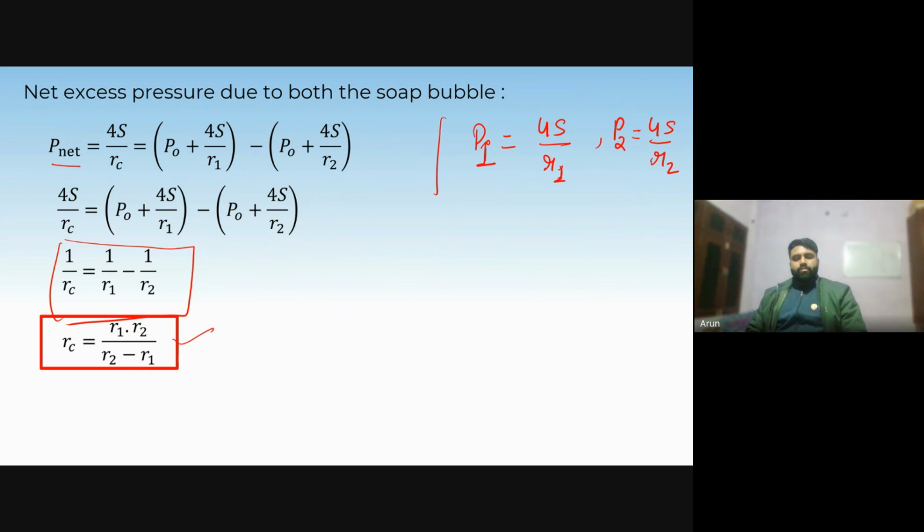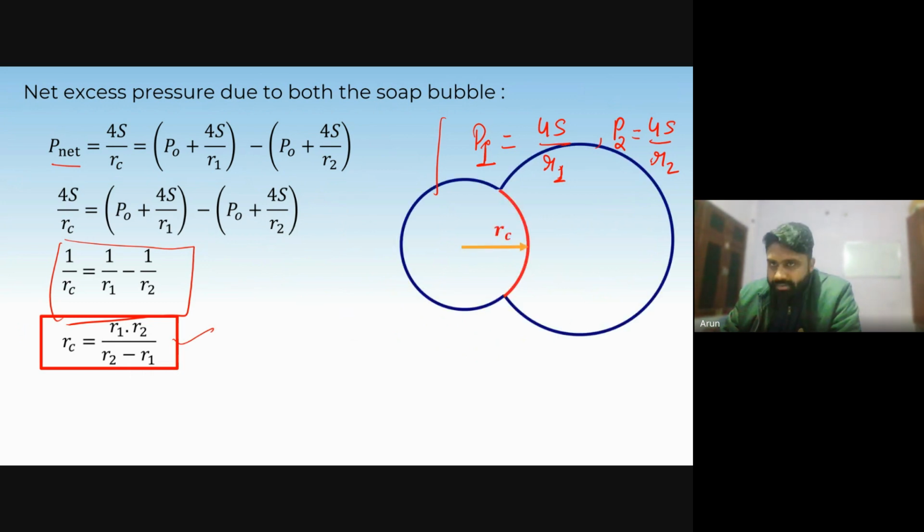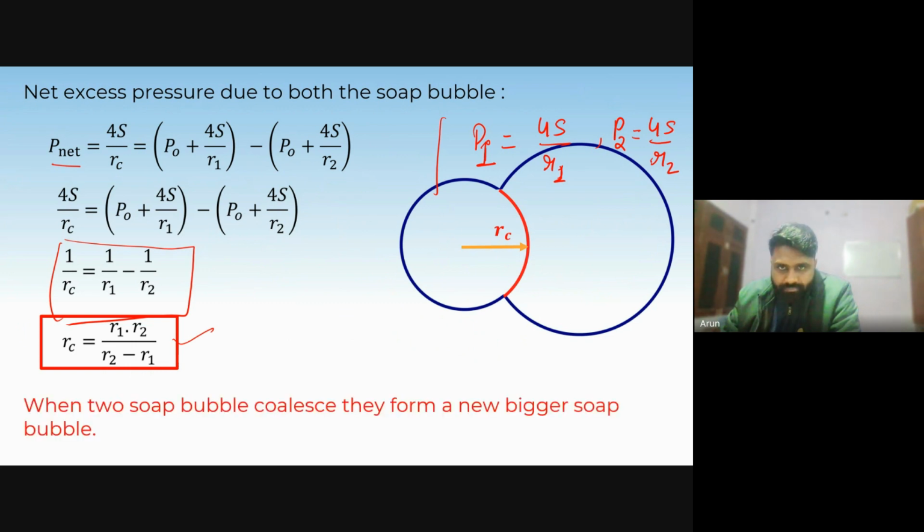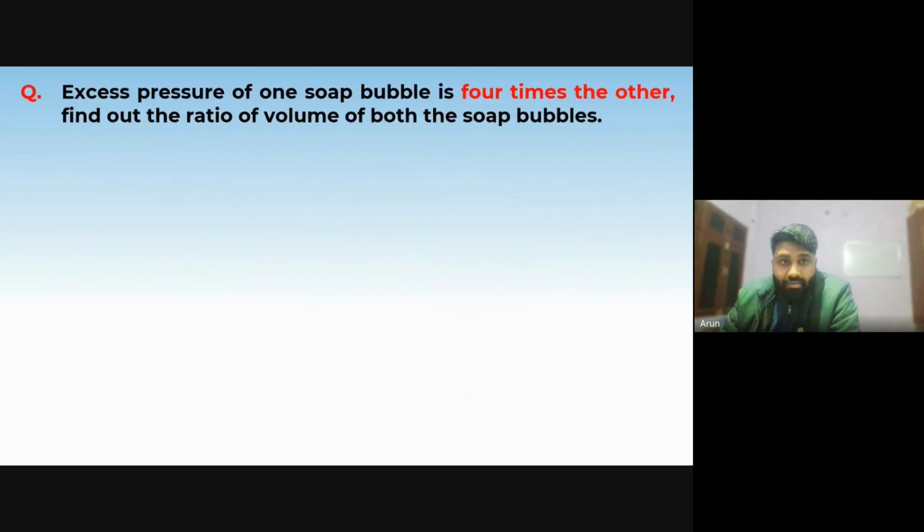Okay. So these types of questions you will also see in your JEE Mains or NEET examination, so try to apply the same formula. So they will form a new bigger soap bubble. Got it? Now try to solve this question based on the formula that I have told you. The excess pressure of one soap bubble is 4 times the other. Now find out the ratio of volume of both the soap bubbles. Try to find it out.